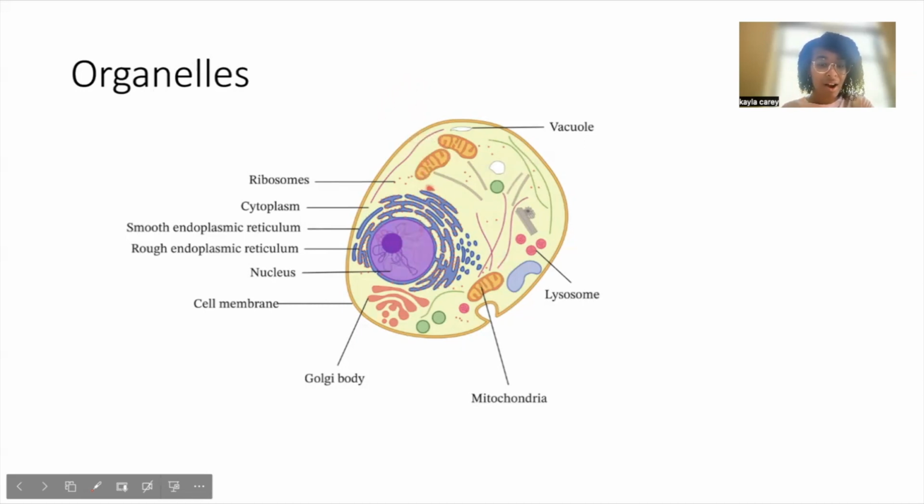Then the rough ER right here, it kind of looks like the smooth ER, but it has red dots. The rough ER contains what we call ribosomes, these red dots. And these ribosomes allow for proteins to be created. And then all of the organelles are in what we call cytosol, and that makes up the cytoplasm.